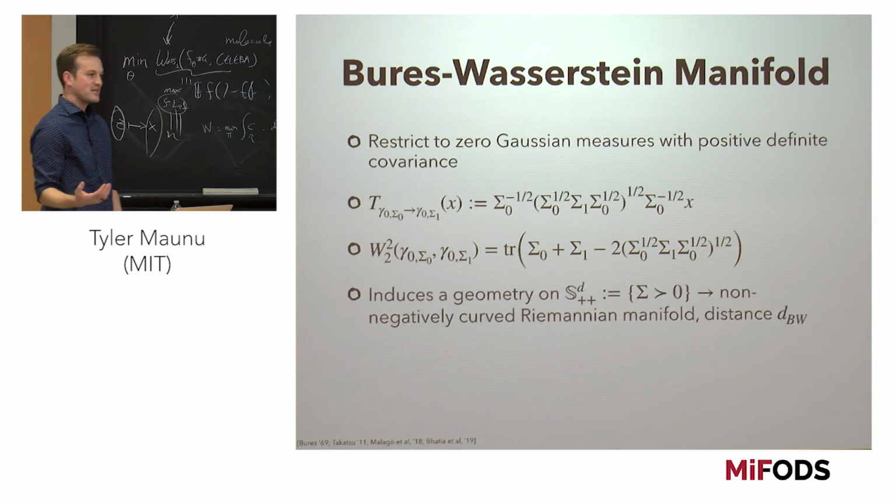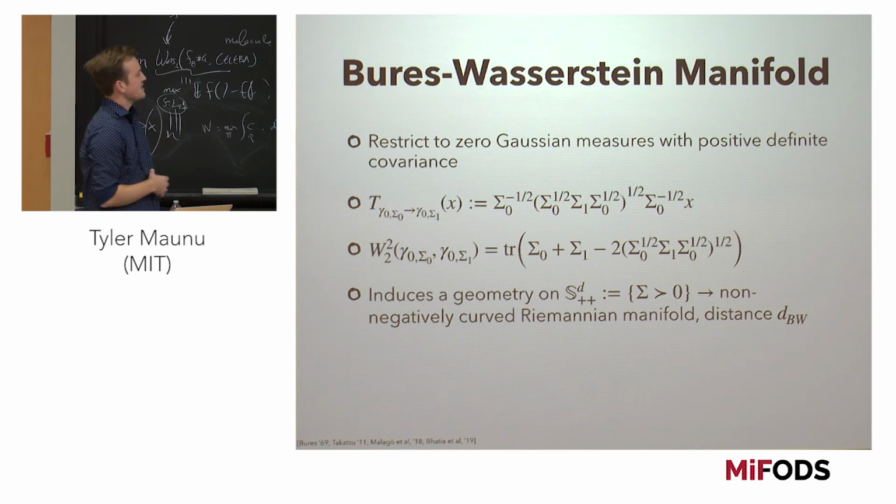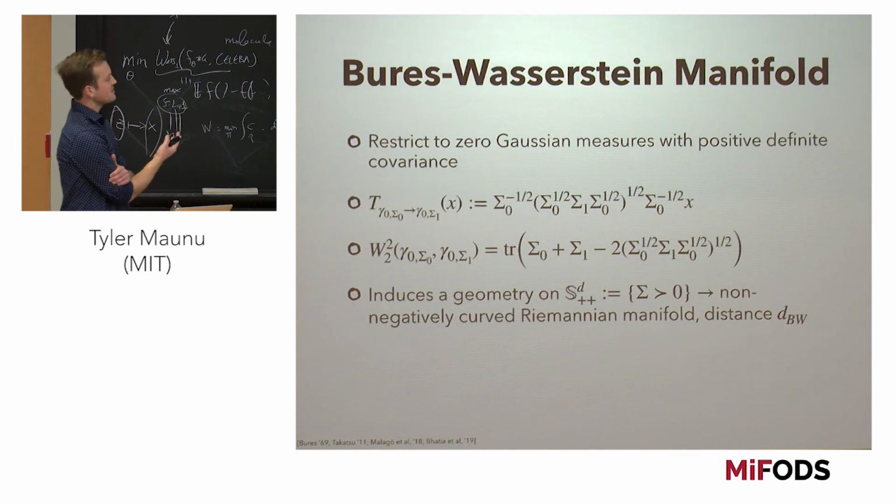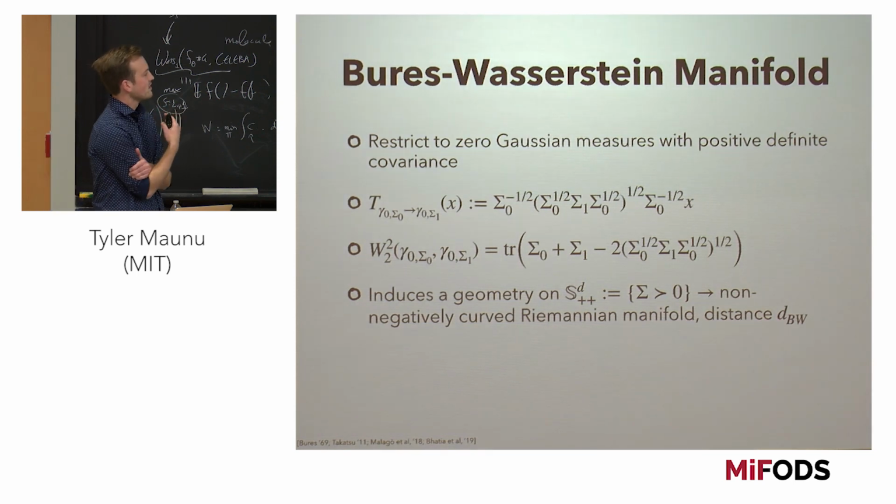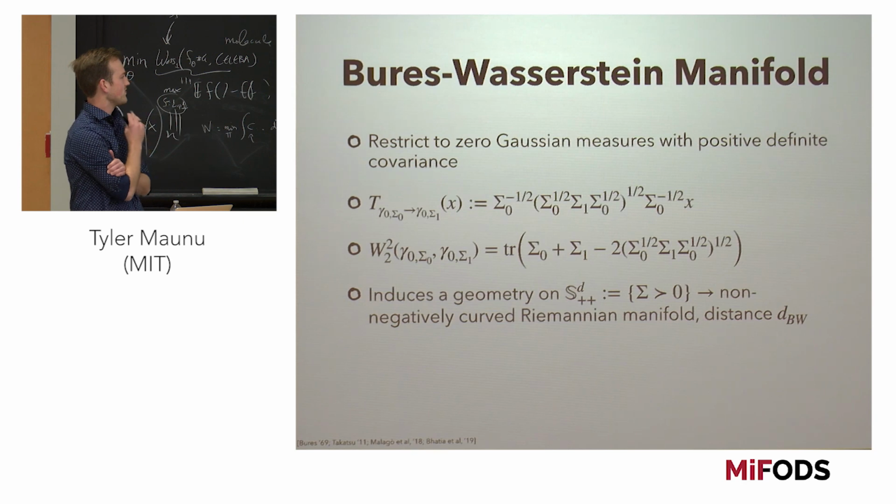Now, with this distance metric, you can then go to Riemannian geometry and see what sort of manifold you get. On positive definite covariance matrices, this induces a Riemannian structure that's non-negatively curved. This is in contrast to the familiar Riemannian structure that you encounter on positive definite matrices, where there's this other metric, with the log Frobenius norm or something, that induces a non-positively curved manifold.